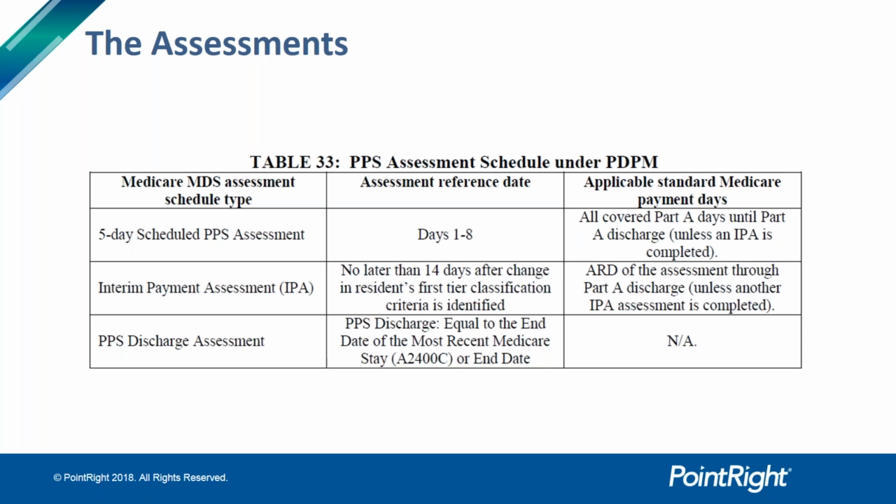And that's the interim payment assessment, which needs to be done no more than 14 days after you've determined that the criteria have been met. So essentially that they're not coming back to their prior level of function within 14 days, and there's going to be a tier classification that's going to change payment. So you have 14 days from once you make that determination to do the assessment. The change of the payment days will be with that ARD through the end of the Part A stay, again, unless another IPA is done.